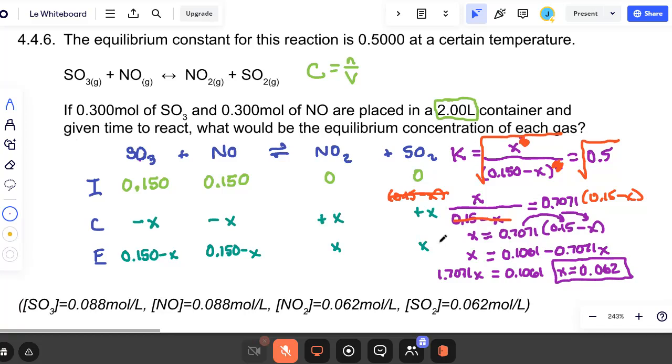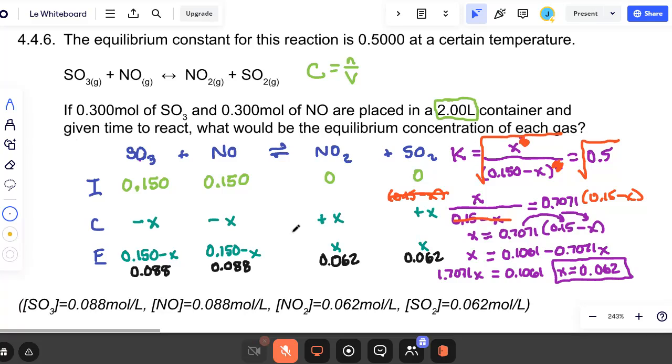Now that we have that, we can go back to the ICE table and plug this number in everywhere. Anywhere that there's an X, we now know what X is. It's 0.062. So the NO2 concentration would be 0.062. The SO2 concentration, also 0.062. The sulfur trioxide would be 0.150 minus 0.062, which is 0.088. And exact same thing for the NO.